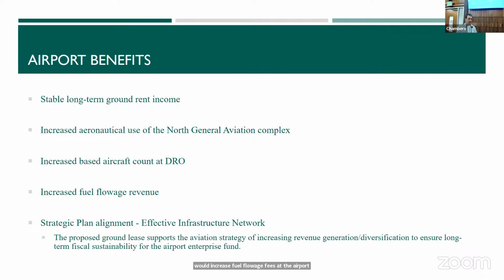In terms of benefits, this produces stable, long-term ground rent income for the airport, produces increased aeronautical use and based aircraft counts at the airport, increases fuel flowage revenues, and is consistent with the strategic plan of the city of Durango, particularly the effective infrastructure network goal and the general goal of the airport to maintain ultimate revenue generation and diversification to ensure our long-term fiscal self-sustainability.